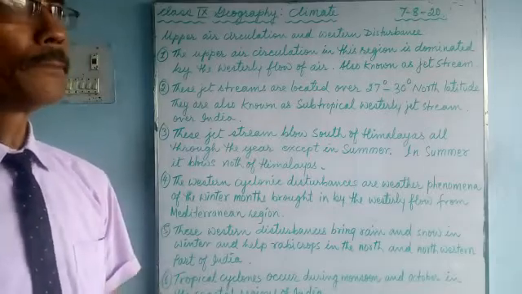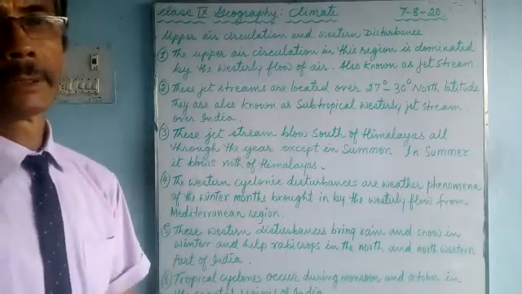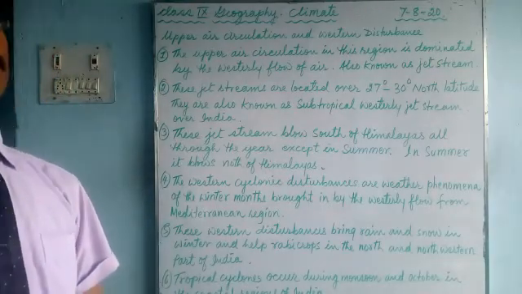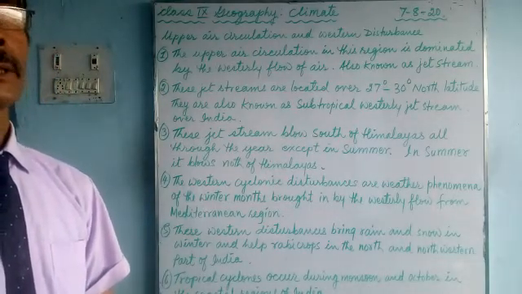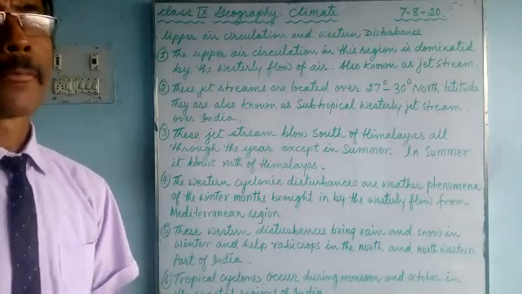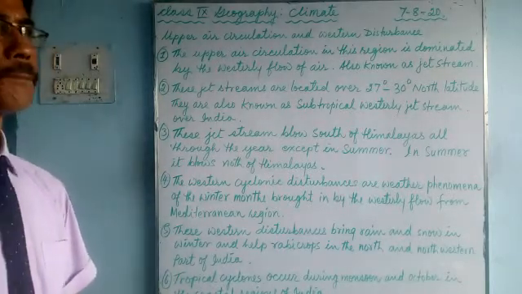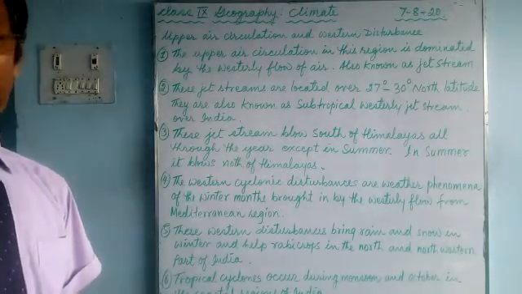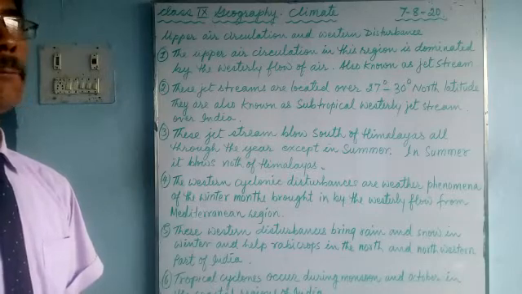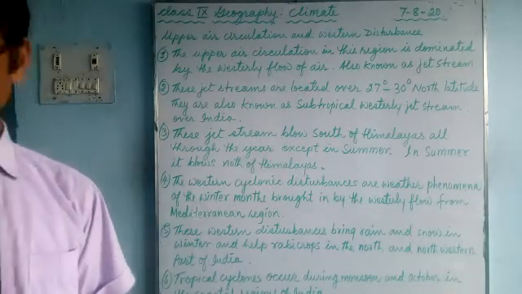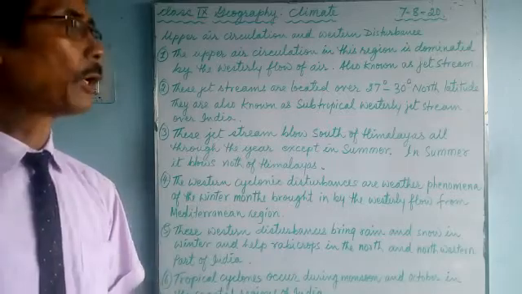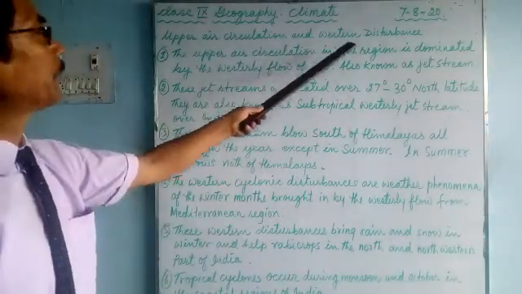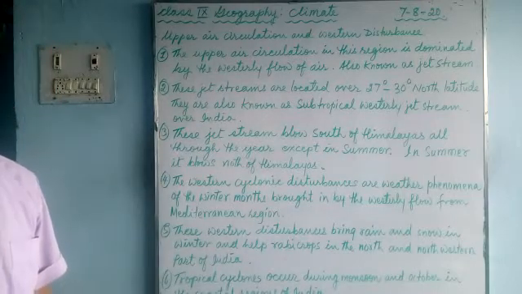We are doing geography, the climate. In our previous class we talked about various factors that affect India's climate, and we have already studied latitudes, altitude, and pressure and winds. Today we'll talk about upper air circulation and western disturbance.